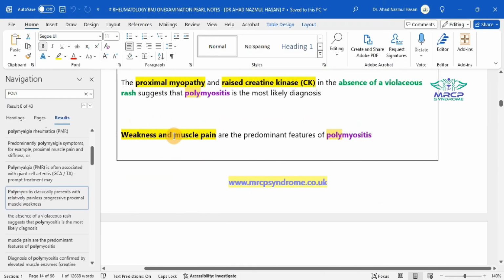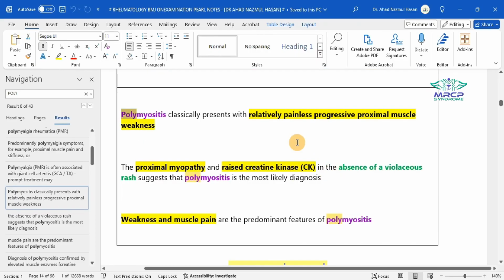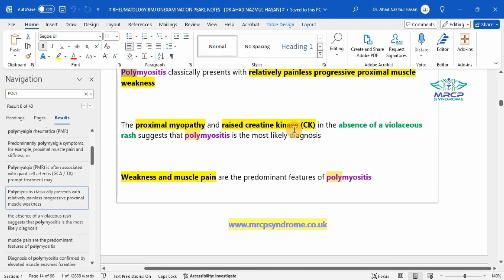And weakness and muscle pain are the predominant features of polymyositis. So in one place this is written as muscle pain, and in another place this is written as painless.